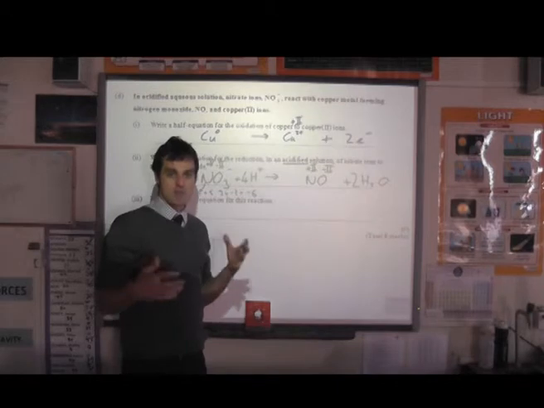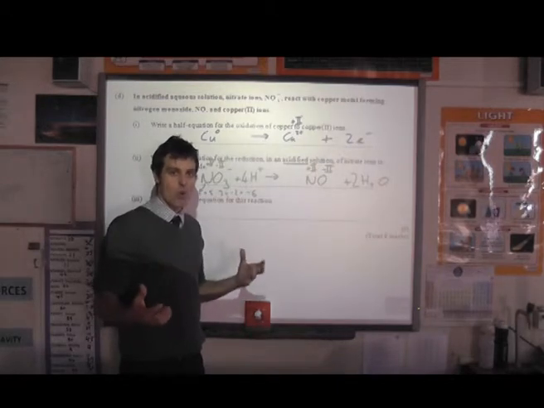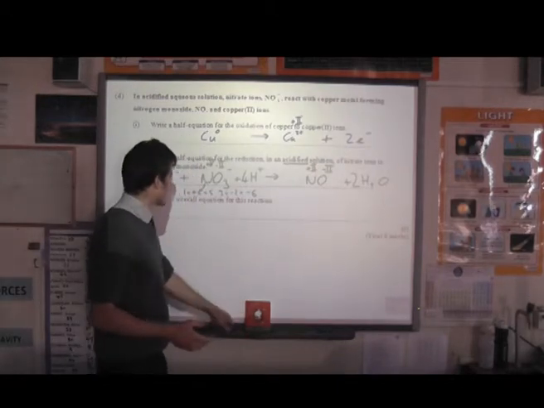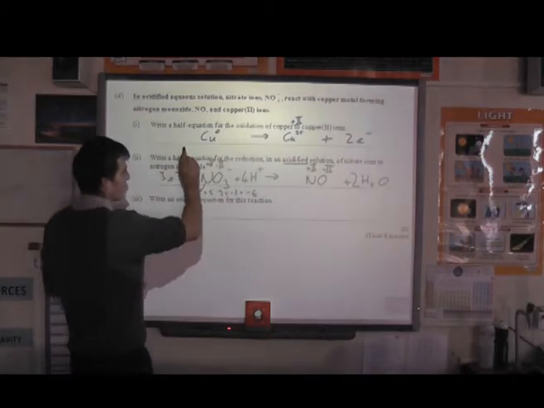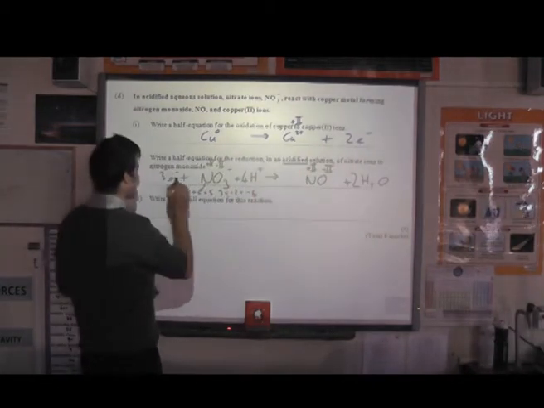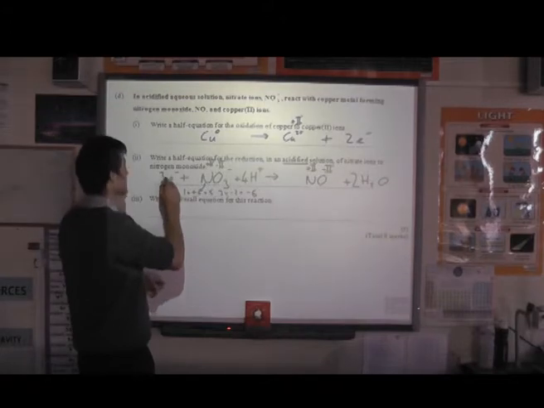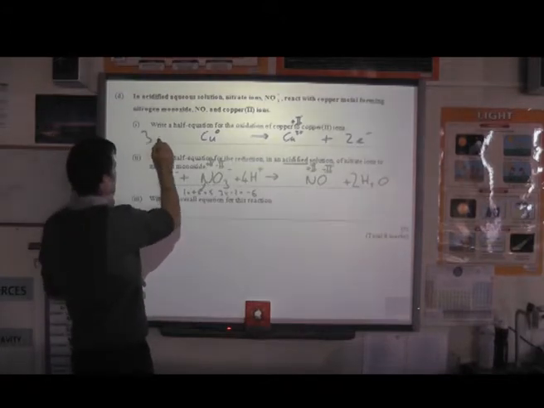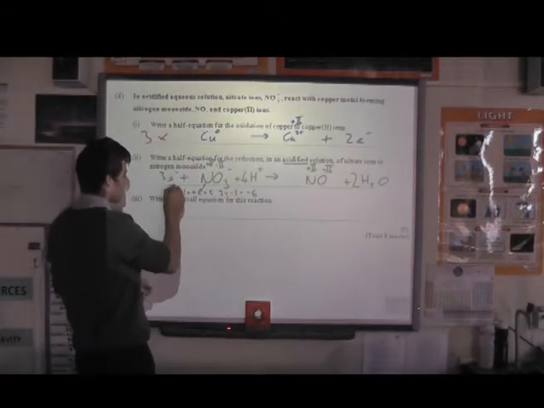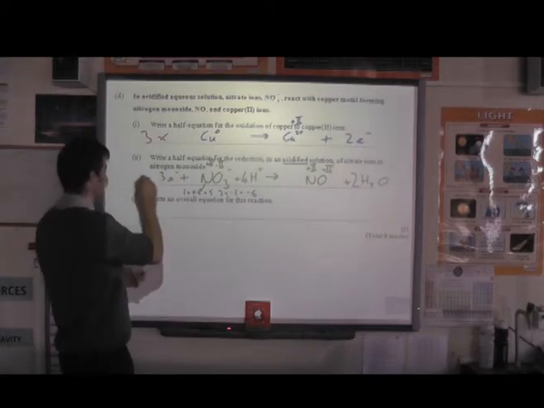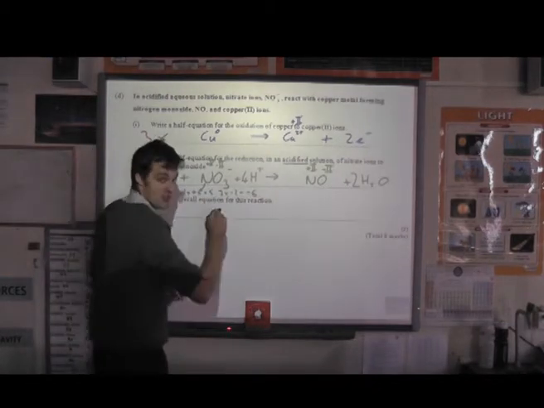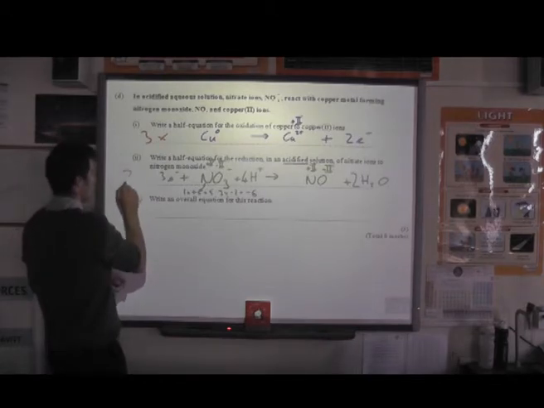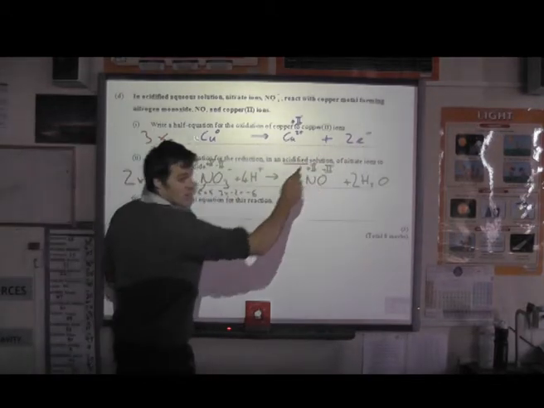So in order to get the same amount of electrons on each side, the easiest thing to do is always to cross-multiply. We times the whole of this equation by how many electrons the other one needs. So we're going to times this whole equation by 3, because there's 3 electrons needed here, and we times this whole one by 2, because there's 2 electrons there.